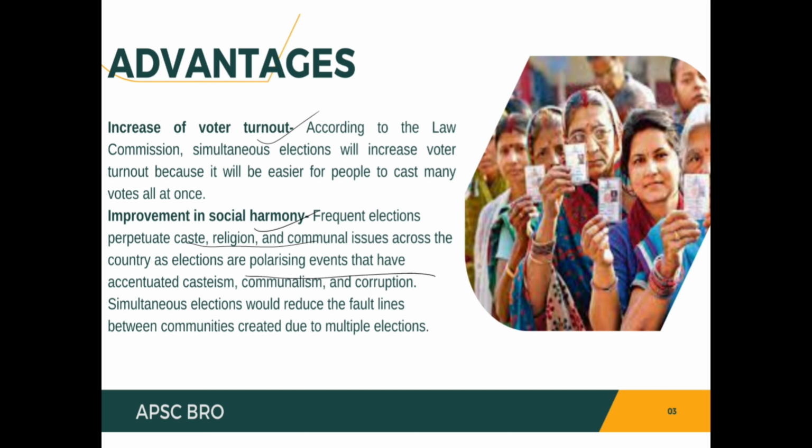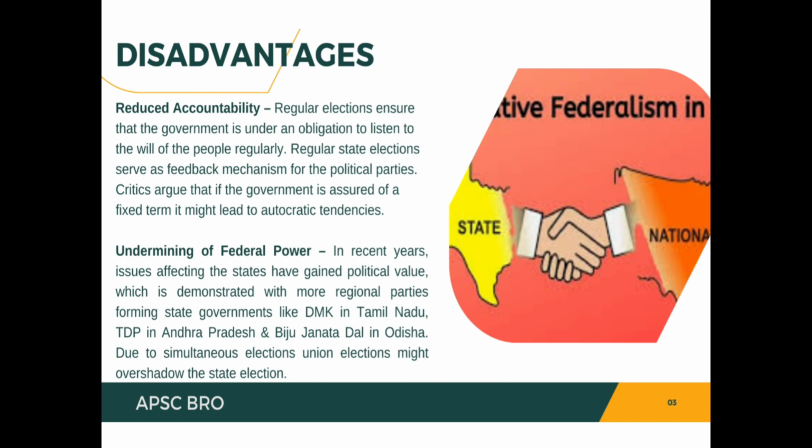Now this happens every year throughout the country. There is one election or the other going on. Every time there will be polarization of the public. This hampers the social harmony of the nation. If there is an election every 5 years, it will somehow help in reducing this polarizing politics and increase the social harmony of the nation. So these are the advantages of the one nation one election system, but at the same time you have to understand what the disadvantages are.